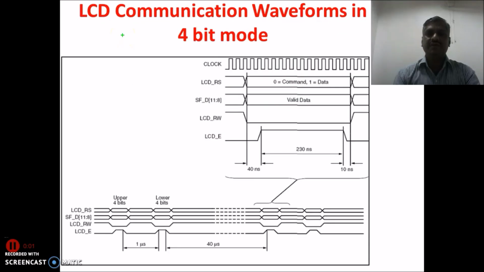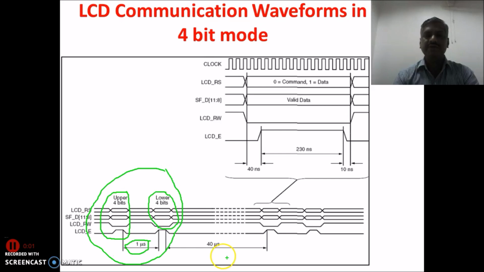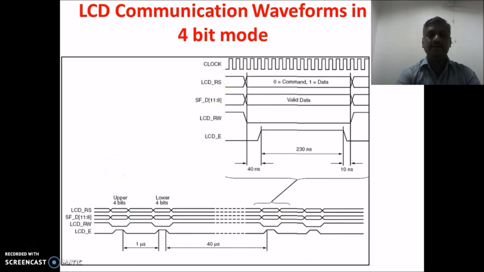LCD communication waveforms in 4-bit mode. Here initially we transfer the upper nibble followed by the lower nibble, and the delay between the upper nibble and lower nibble is 1 microsecond. Similarly, after transfer of this complete byte, that is upper nibble plus lower nibble, we should have a delay of 40 microseconds, because here is the next byte of maybe a command or maybe data. In this case again, this is the upper nibble and here it will be the lower nibble. Now I will discuss in detail any single upper nibble.